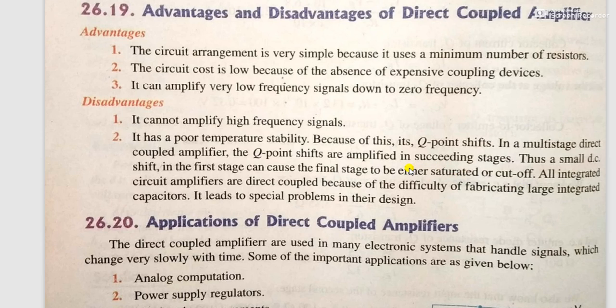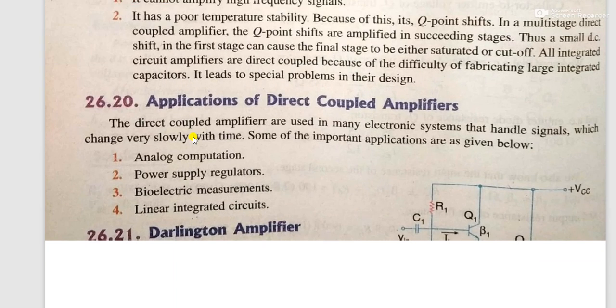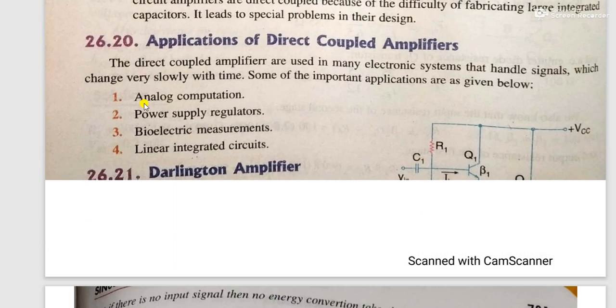To use a transistor as an amplifier, we have to put the input junction in forward bias and the output junction in reverse bias. This is achieved by setting the Q point in a particular active region. That's why we need biasing and accessories. All integrated circuit amplifiers are direct coupled. Because of the difficulty of fabricating large integrated capacitors, it leads to special problems in their design. Applications: analog computation, power supply regulators, bioelectric measurements, and linear integrated circuits, that is linear ICs.